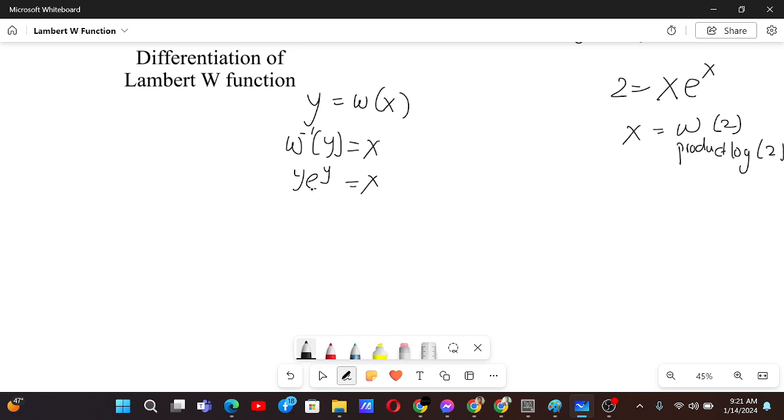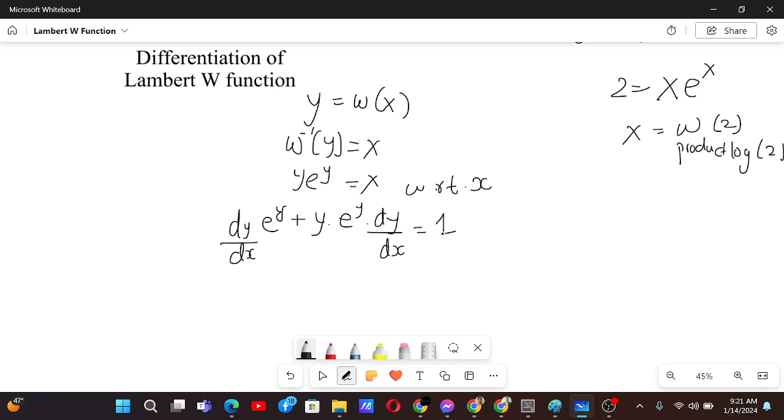So here we will have a product rule: first we will have dy by dx times e to the power y, plus y times e to the power y times dy by dx. On the other side we will just have 1. So dy by dx e to the power y plus y times e to the power y times dy by dx equals 1. We have differentiated with respect to x. Please note that, with respect to x.